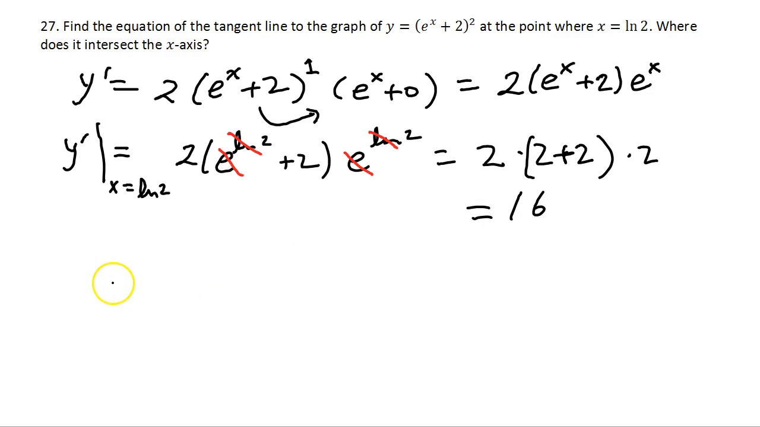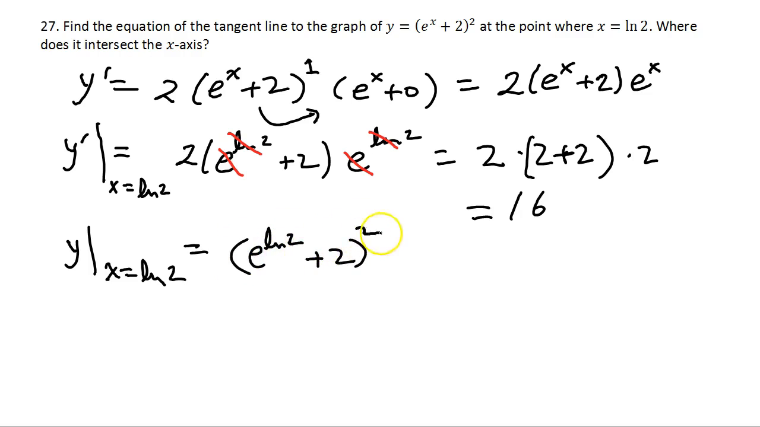Now we have to plug that into the point slope form. But wait, in order to use the point slope form, we need both the x value and the y value. So we really need to evaluate the function y at x equals ln of 2. That is (e to the ln of 2 plus 2) squared. They cancel, and that's 2 plus 2, which is 4. 4 squared is 16. So actually, this is just pure coincidence. y prime and y are both 16.